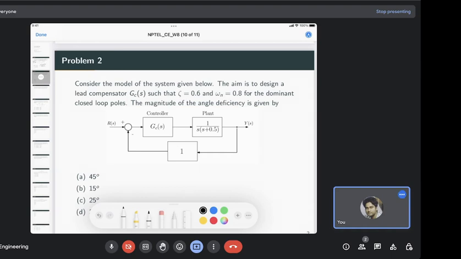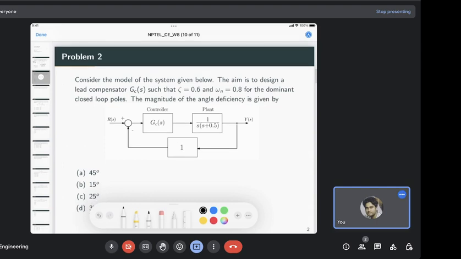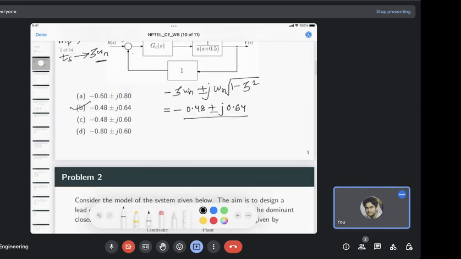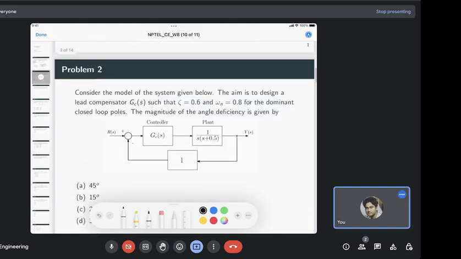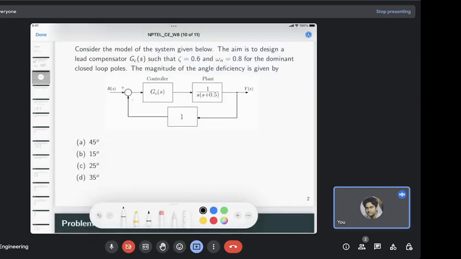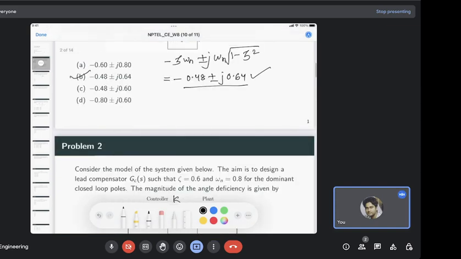Okay, so first we determine whether this pole location actually lies on the root locus. To see this we have to find the angle contribution. Now we ignore this controller, so it should be like some gain only, just a proportional controller. And for that we see whether we can have this dominant pole location on the root locus.